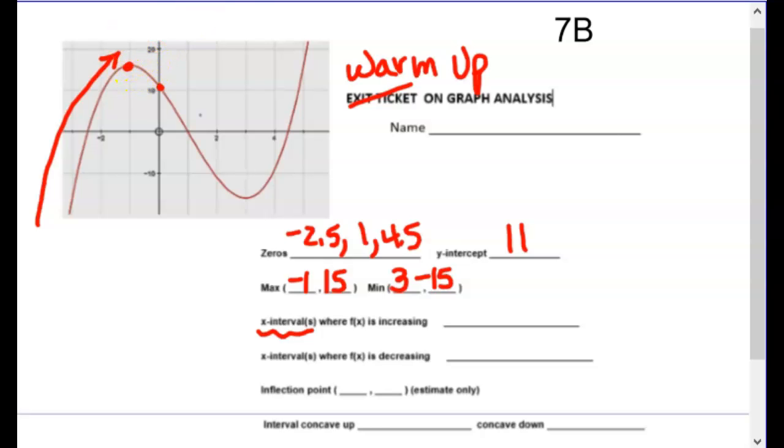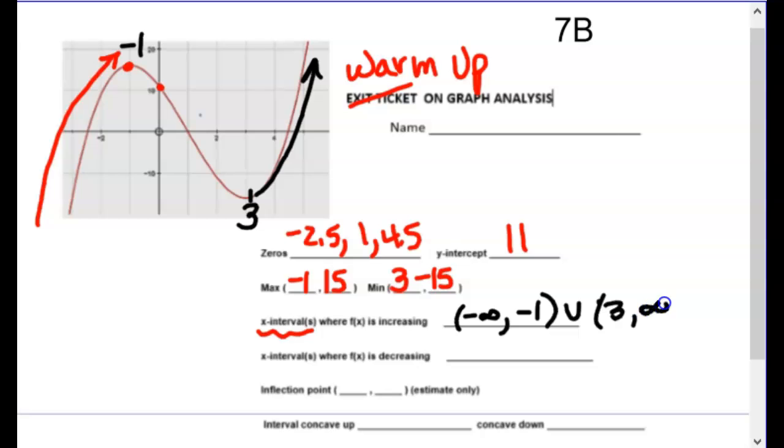So up here, this was an X of -1 and this was an X of 3. Okay, so how do we write it was increasing from the left until -1? Negative infinity until -1. And is it increasing anywhere else? Yep, from down here off to the right, so 3 to infinity. And you would need both of those parentheses. I don't care about the U, okay? If you don't put the U.